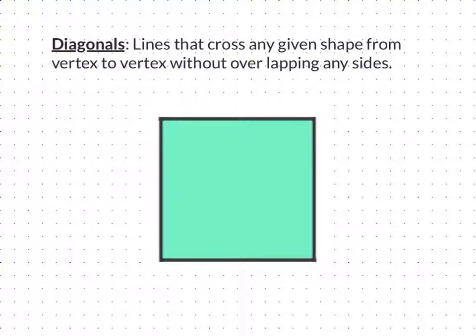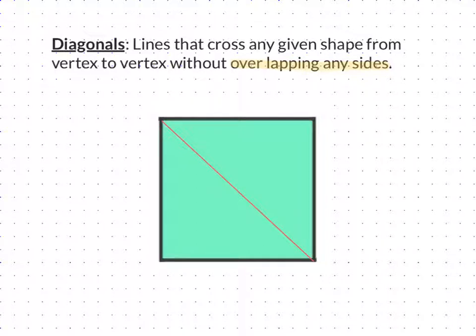So an example, right, we all know that vertex is a geometric term for a corner where two lines meet. So we want to create a line that goes from vertex to vertex like such. Now, the exception is that we don't want a line to overlap any sides. What that means is if I was to draw another line, this would not be a diagonal. Even though it does go from vertex to vertex, it overlaps one of my sides. So, not a diagonal. So let me actually get rid of that line.